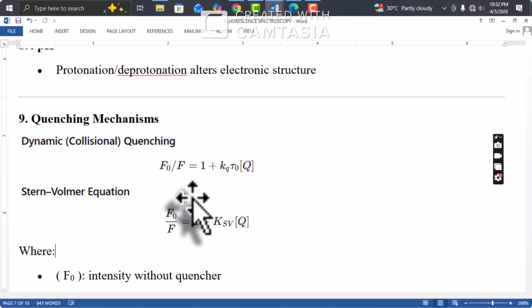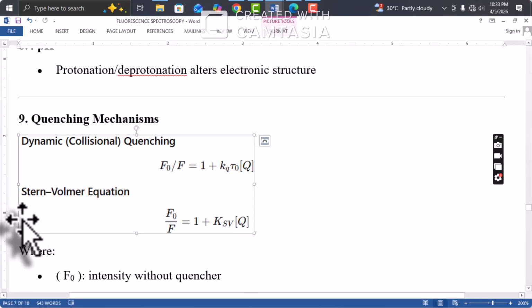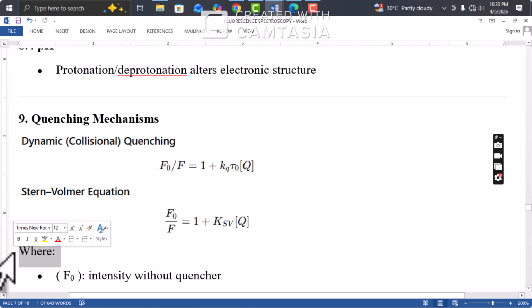In an exam condition, I can give you data and ask you to determine the limit of detection and to sketch the Stern-Volmer plot using this equation. We are going to be using this equation as we move on, so you are going to be seeing more of this later. Take note of this.